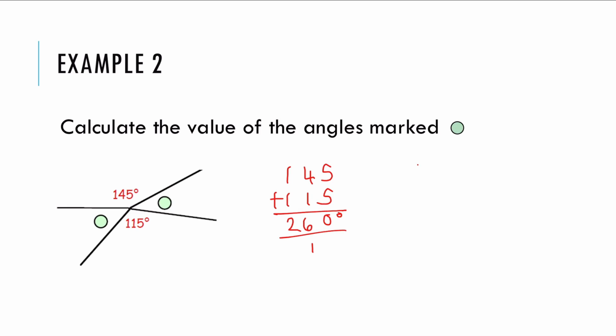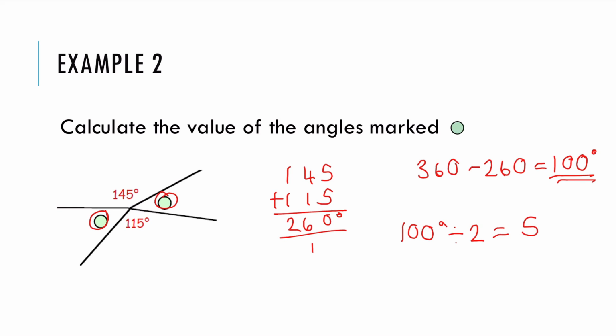Then we take away what we know from 360. So that leaves me with 100 degrees. Now, like I said, these are identical since they're marked with the same symbol, which means 100 degrees has to be shared evenly between the two. How do we share evenly? We divide. And since it's two angles, it has to be divided by 2. That means that each missing angle represented by the circle is 50 degrees.